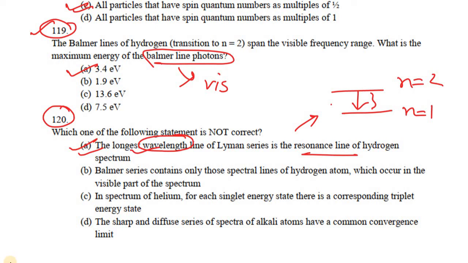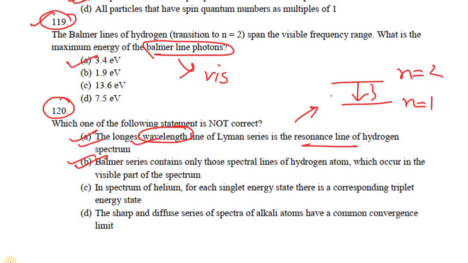Next statement: the Balmer series contains only those spectral lines of the hydrogen atom which occur in the visible part of the spectrum. This is also a true statement. Statement C says that in the spectrum of helium, for each singlet energy state there is a corresponding triplet energy state. Not for each, because the ground state is only singlet. For helium, the ground state is singlet and the others are triplet. So this statement is the incorrect one.